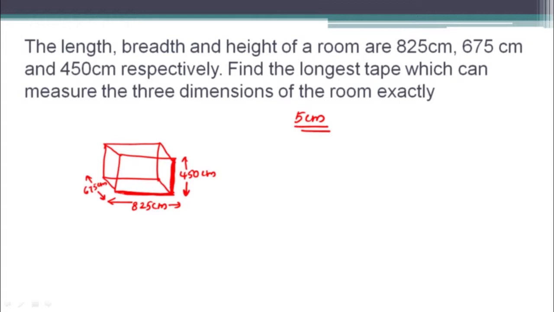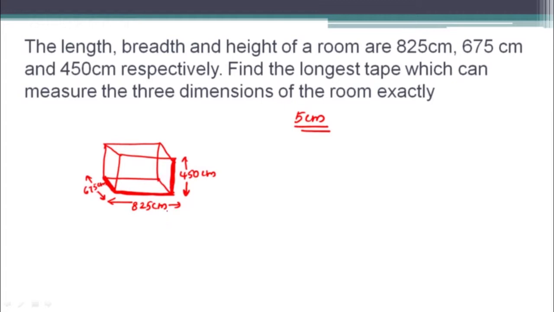So if I have a tape which measures 5 centimeter, if I measure it 165 times, I can measure this 825 centimeters exactly. Similarly, breadth is 675 centimeter. So if I measure using a 5 centimeter tape, that is 675 divided by 5, which is equal to 135. So if I measure using this 5 centimeter tape 135 times, I can measure the 675 centimeters exactly. I just took an example. I just considered a number 5.